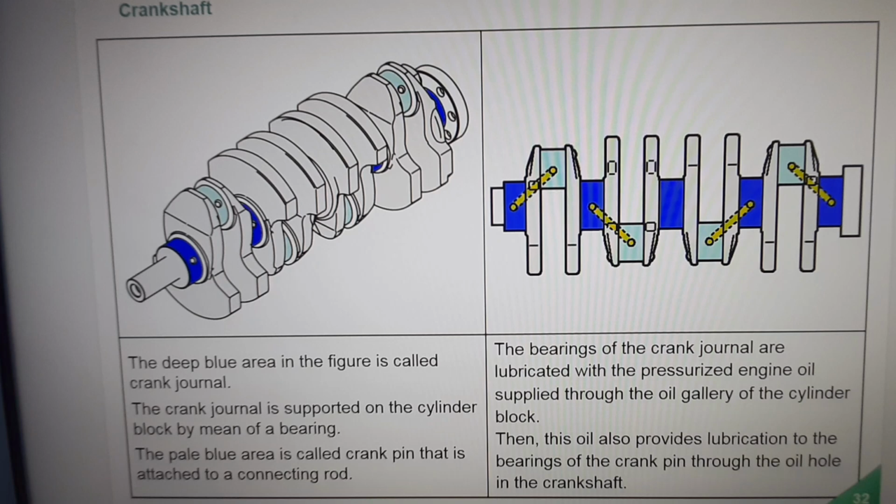Looking at the right figure, the bearings of the crank journal are lubricated with the pressurized engine oil supplied through the oil gallery of the cylinder block. This oil also provides lubrication to the bearings of the crank pin through the oil hole in the crankshaft.